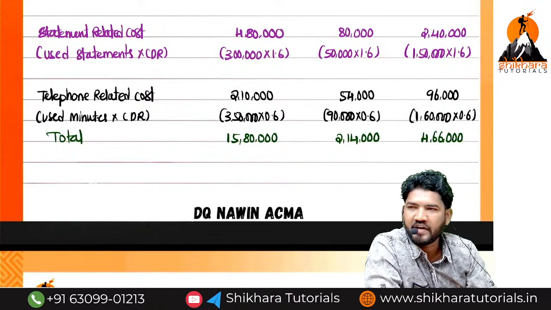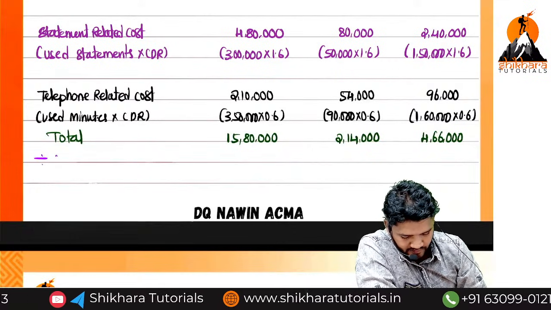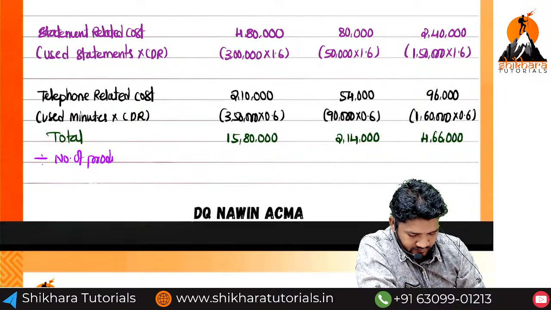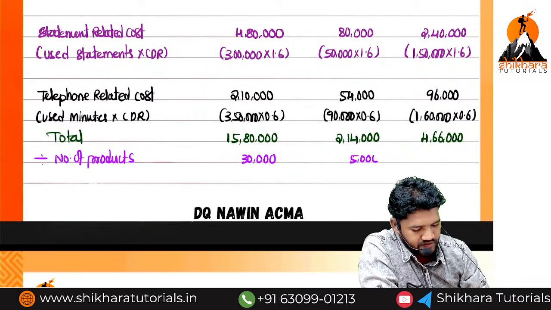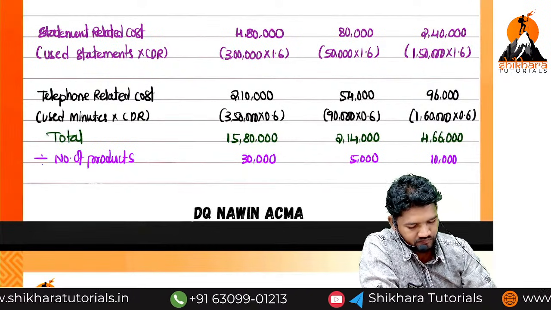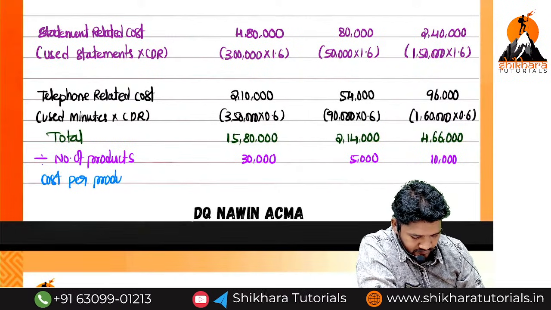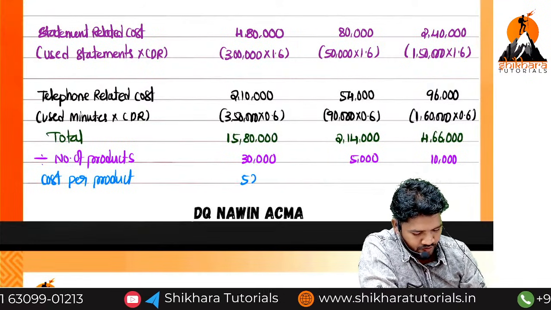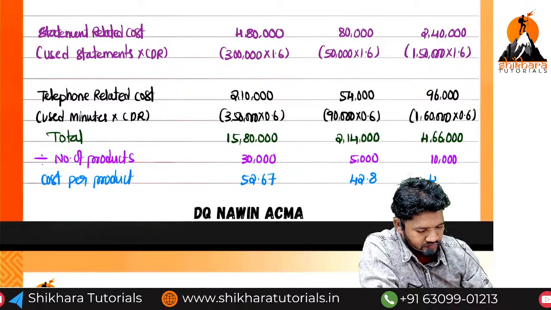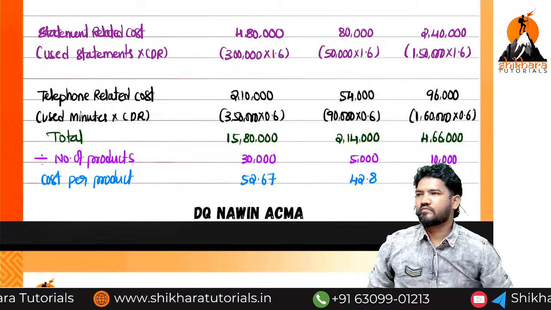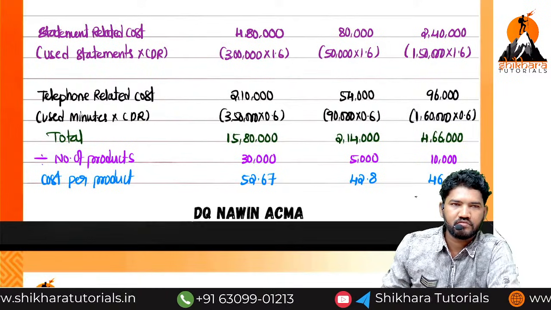Instead of number of units, they provided number of products. Yes or no? Divided by number of products. Products, please. 30,000, 5,000, 10,000. Cost per product. How much? 52.67, 40, 2.8, 46.6. I hope in the exam it will not take more than 10 minutes. 7 marks.